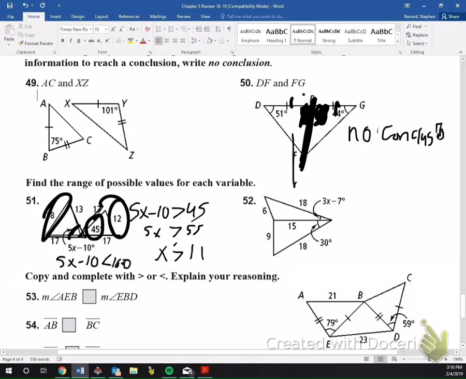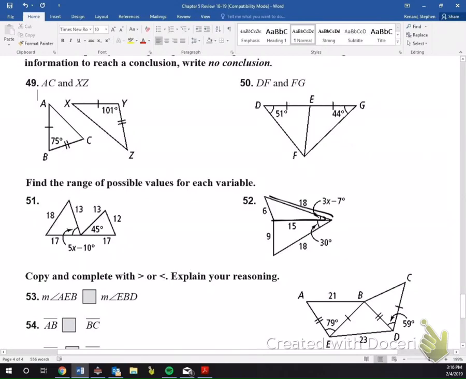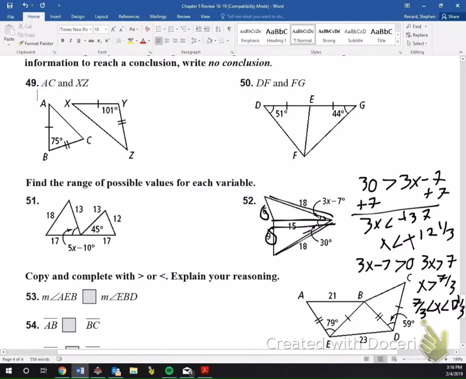Makes sense. Add 10, 5x is less than 190, x is less than 38. So any number between 11 and 38 is possible. I know that was not an even number, but I did it anyway. I'm a rebel. Okay, I'll do the even for you here. We know that because the 9 is bigger than the 6, 30 is greater than 3x plus 7. We also know that 3x plus 7 has to be greater than 0, because you can't have an angle with 0 degrees. So we end up with 7/3 is less than x is less than 12 and 1/3.